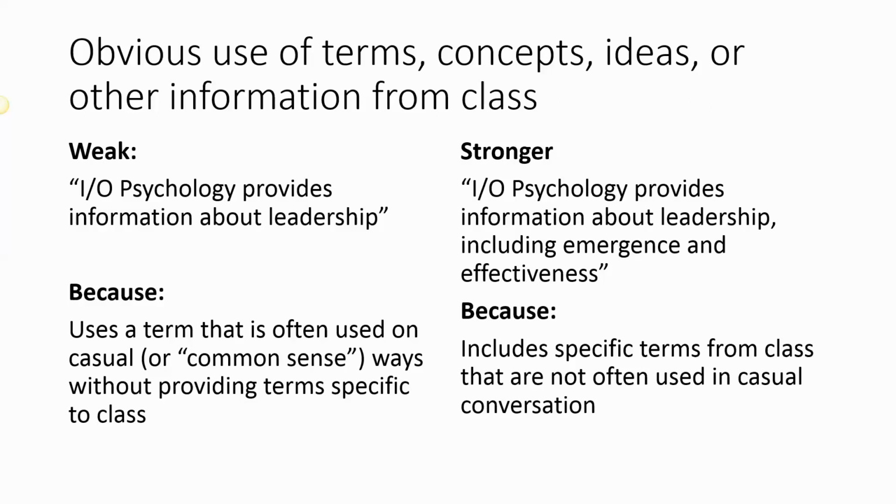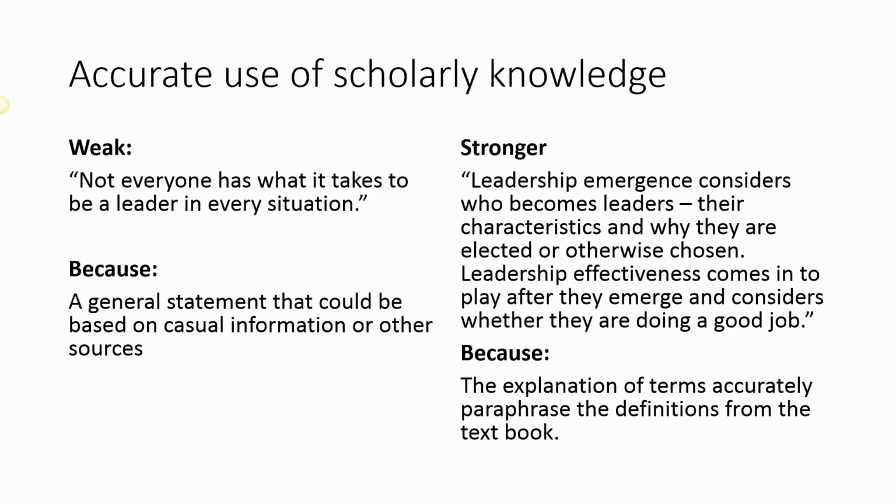So if you use a general term and just throw it out there, I don't know you're using information from class, and therefore I can't assess your knowledge related to class. The accurate use of scholarly knowledge falls along a similar pattern. If you're using information that's not accurate, that's one thing, but it's also a problem if you're not clearly using information from class. So again, you could pause this slide and consider these examples in my explanations.